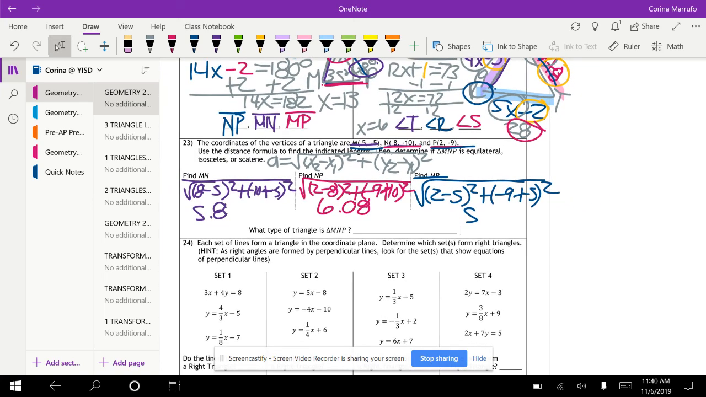So if we look at all the sides, they are not the same. None of them are the same. So that means that here we have a scalene triangle. Scalene.